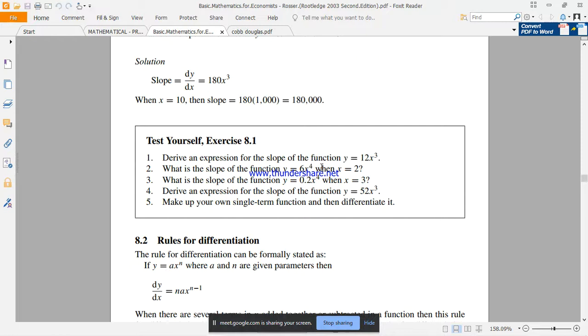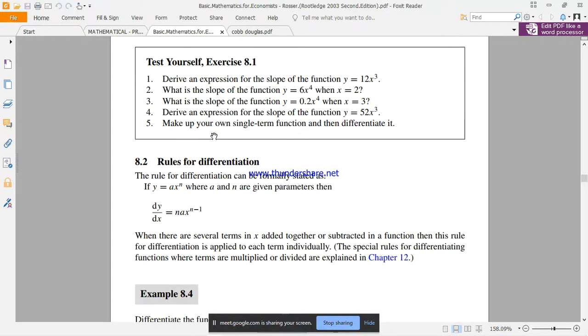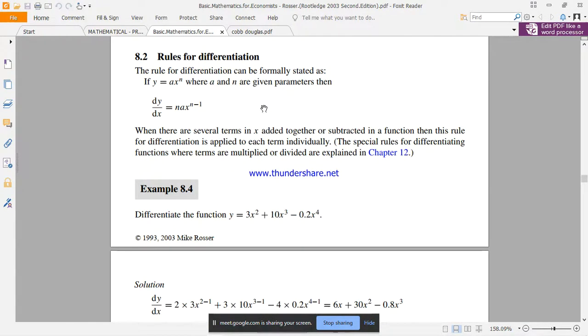Okay, we are done, because this and that is the same thing. Then the fifth one is asking us to make our own single term function and then differentiate it. You can come up with any function, say a billion x raised to the power 7. To find the derivative, you multiply 7 times a billion, you keep the x, then you reduce 7 by 1, which will be 7 billion times x raised to the power 6. That will be your answer. I'm just giving an example. That is how we go about finding derivatives.